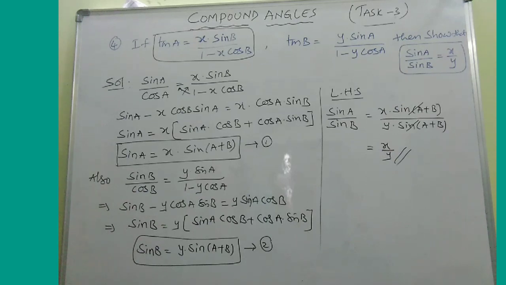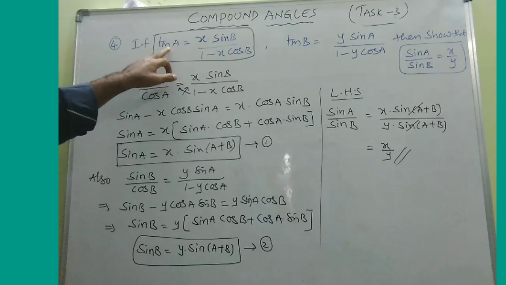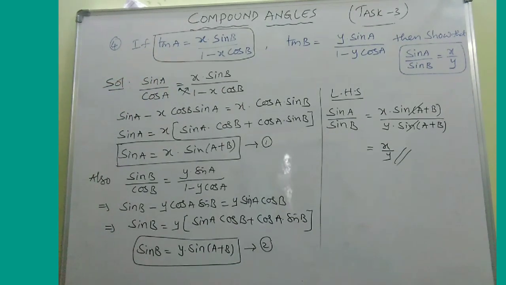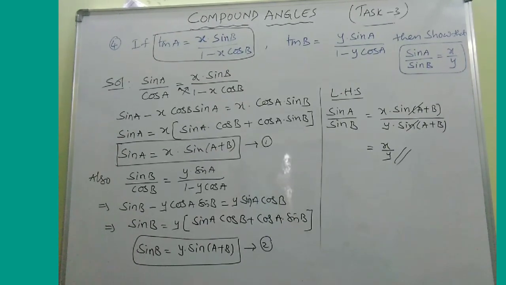See, simple problem. We just need to get an idea of what to do. The simple idea is that tan can be expressed in the form of sin by cos. After that you can go for cross multiplication, take the common terms, and simplify.